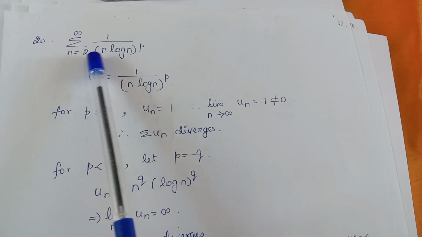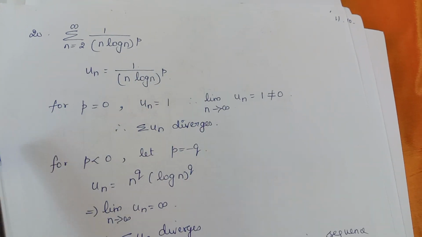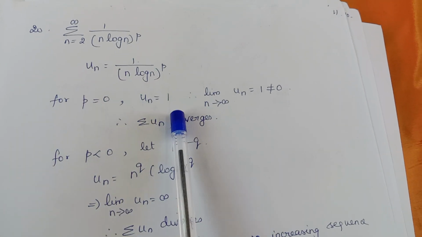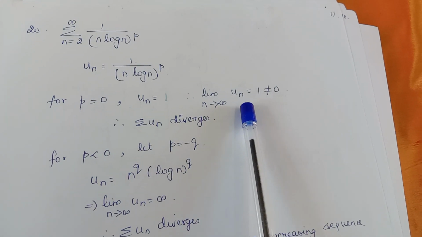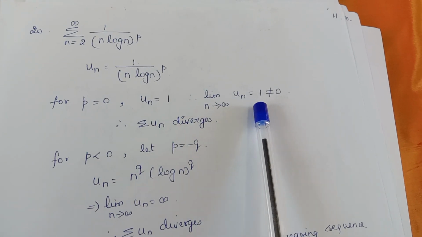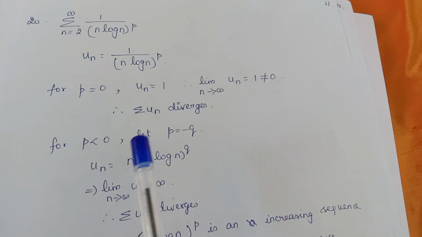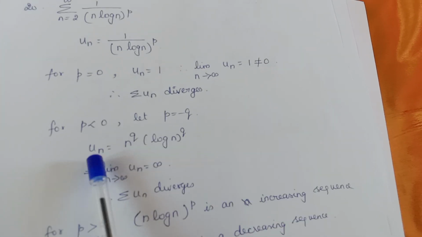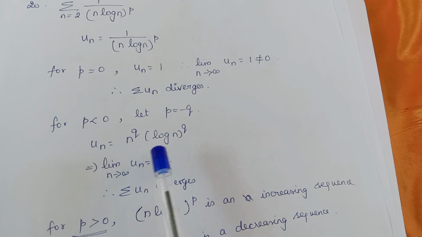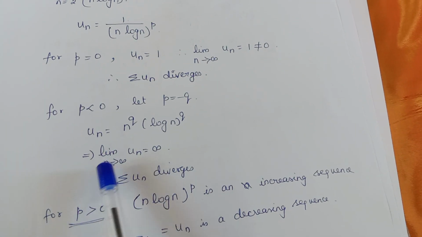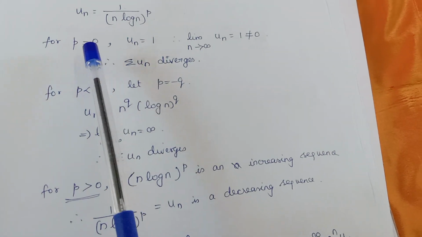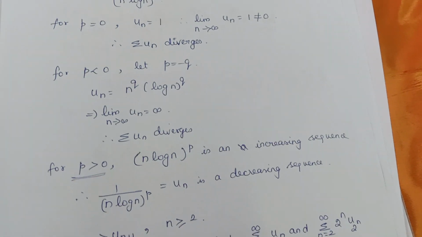Sigma n equal to 2 to infinity, 1 by (n log n) power p. Okay, this is my Un. For p equal to 0, it is simply 1. Therefore, as n tends to infinity, it is equal to 1 only, no? Therefore, it is a divergent series. For p less than 0, let p equal to minus q. In that case, Un equal to what? n power q into (log n) power q. As n tends to infinity, this tends to infinity. Therefore, it is divergent. So for p less than 0 and equal to 0, it is divergent.